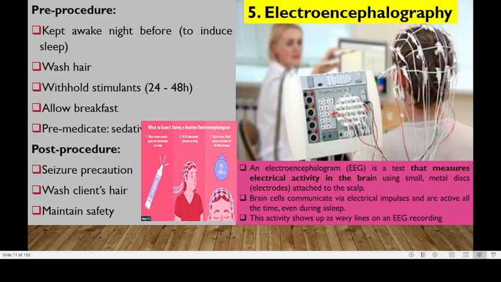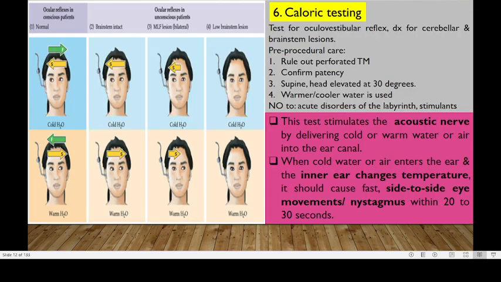You need to keep the patient awake the night before just to induce sleep, and you wash the hair, withhold stimulants, and allow breakfast. You have to pre-medicate the patient using sedatives. In the post-procedure, you carry out seizure precautions, wash the client's hair, and maintain safety.